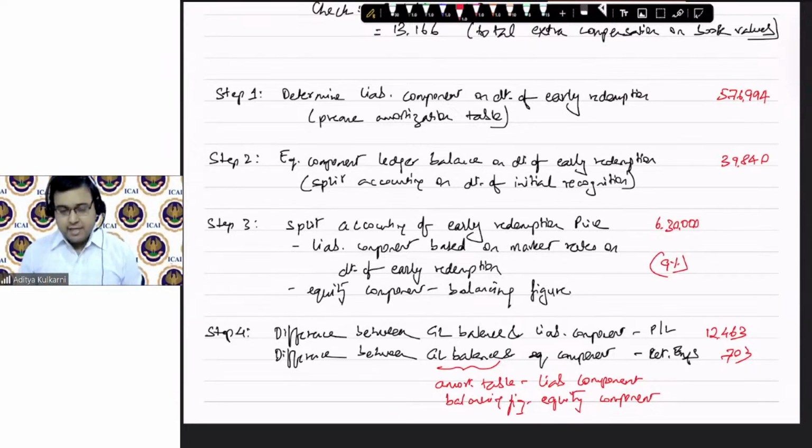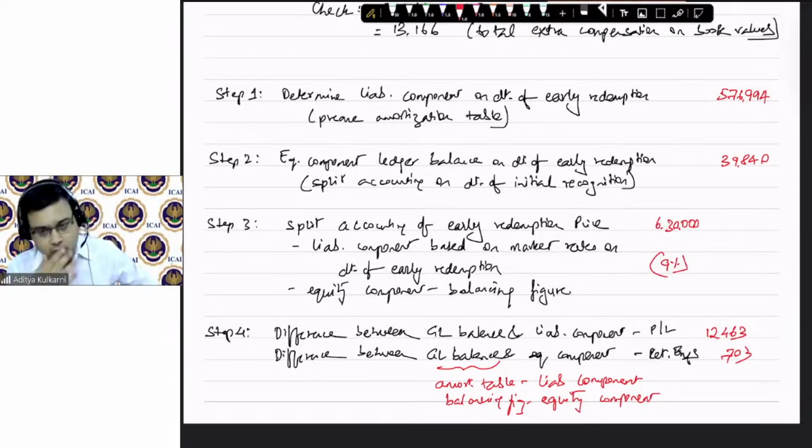So when we split that, how do we do the split? Do we do it based on the original market rates at the time of initial recognition? Answer is no. You will be taking it based on the market rates on the date of early redemption, because that is what you would be foregoing if you had to opt for the early redemption. And you will have to take equity component as the balancing figure.